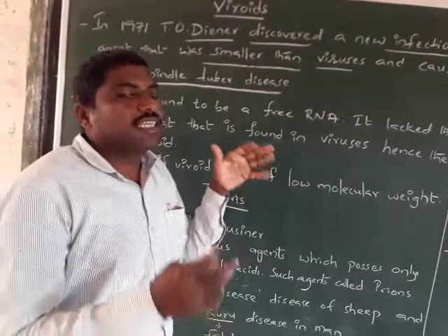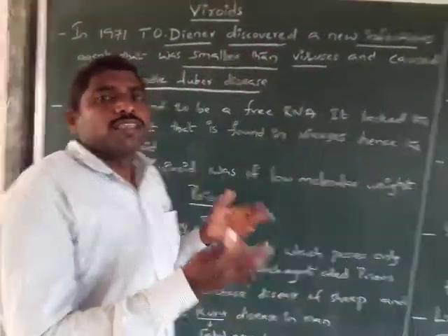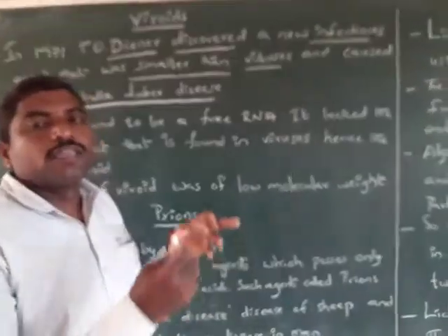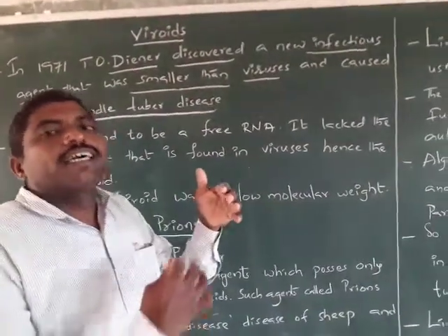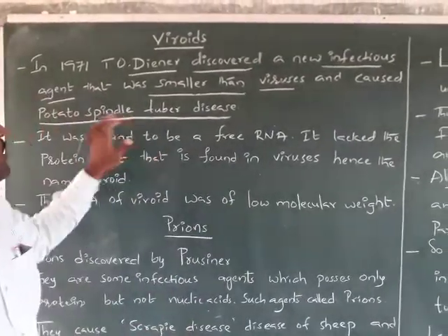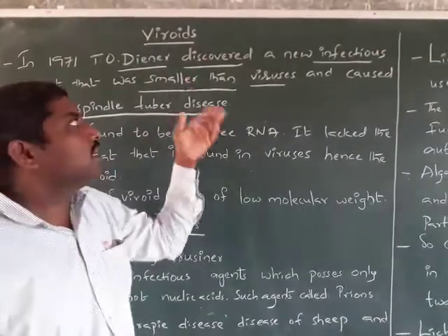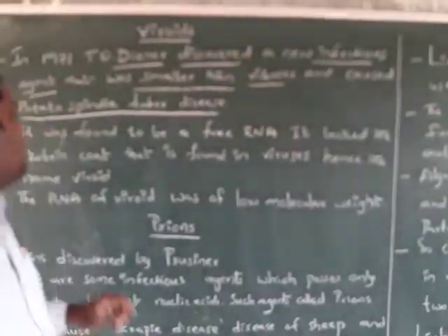Here the shape of the potatoes is disturbed. The size of the potatoes is disturbed. That's why the yield of the potato decreases. That is the potato spindle tuber disease, which is caused by the viroids.